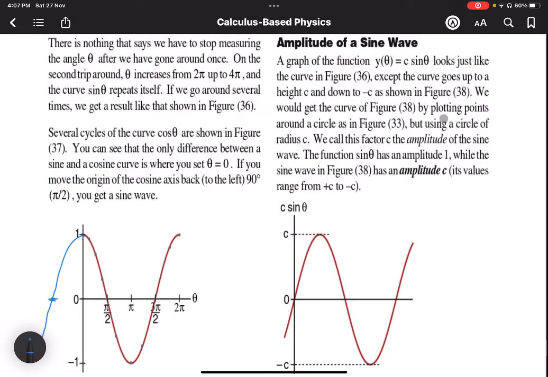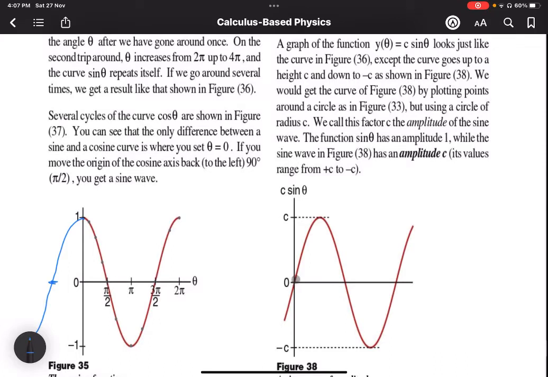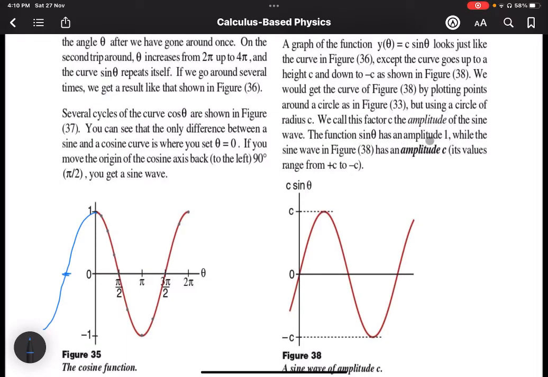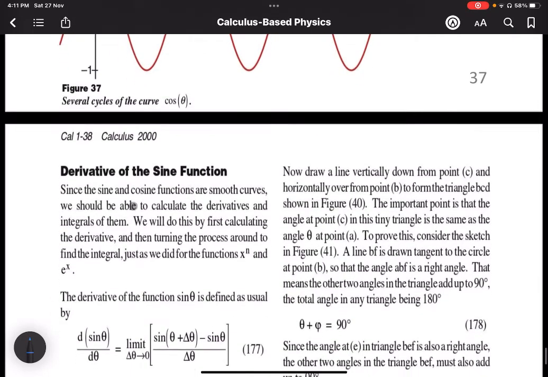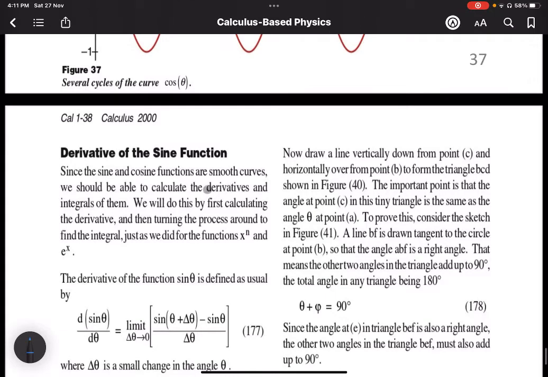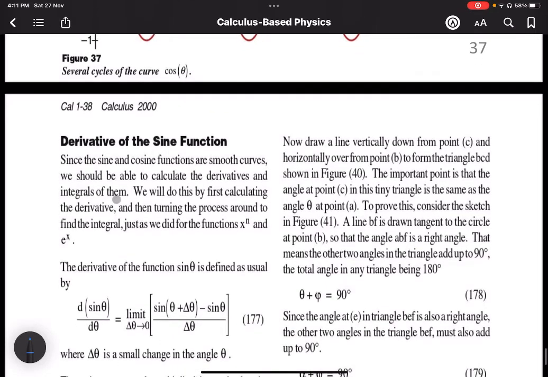So, by plotting points around the circle, using the circle of radius c, we call this factor c the amplitude. So, from here to here, and from here to here, that is the amplitude. The function sine theta has an amplitude of 1, while the sine wave in figure 38 has an amplitude of c. We go now with the derivative of the sine function. Since the sine and cosine functions are smooth curves, we should be able to calculate the derivatives and integrals of them.